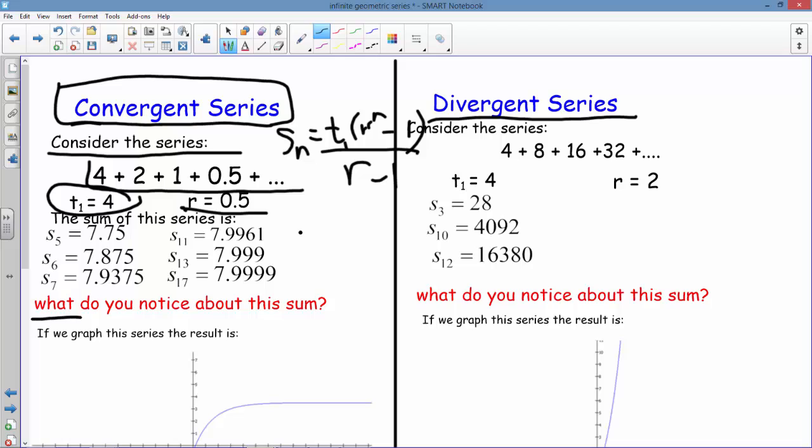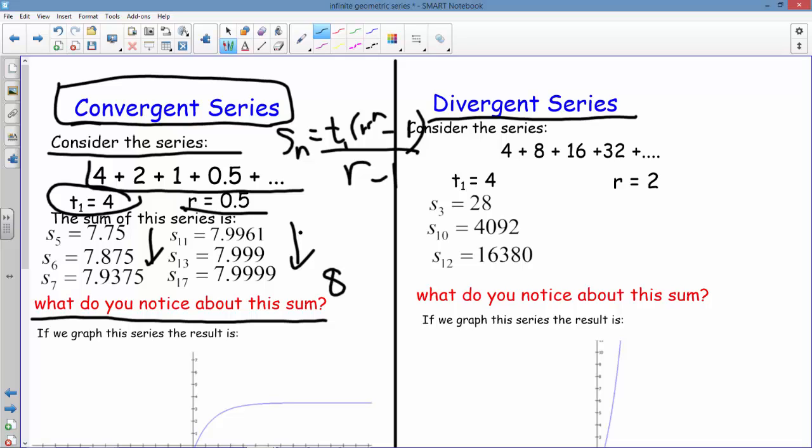Now, what do you notice about this sum? I want you just to look at it and really think about it. Notice how it's getting really, really close to 8. Okay? It's not getting bigger. It's not getting infinitely bigger.